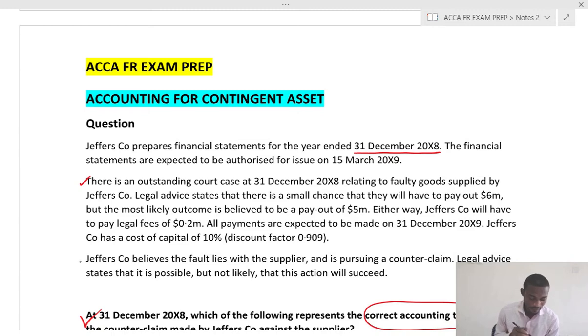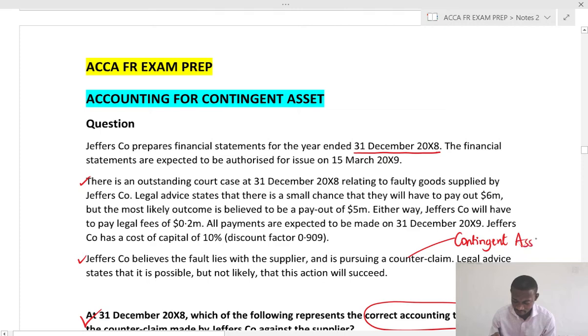Now, Jeffers Co. believes the fault lies with the supplier and is pursuing a counterclaim. This is where the contingent asset comes in. So Jeffers Co. is pursuing a counterclaim, so it's a contingent asset. Legal advice is that it is possible but not likely that this action will succeed.